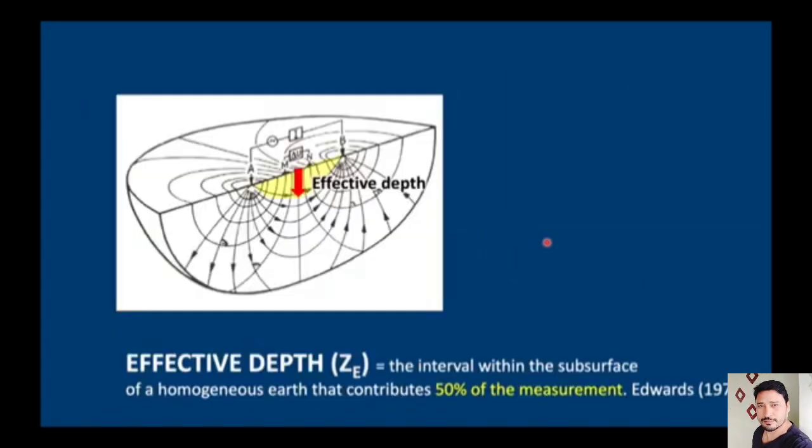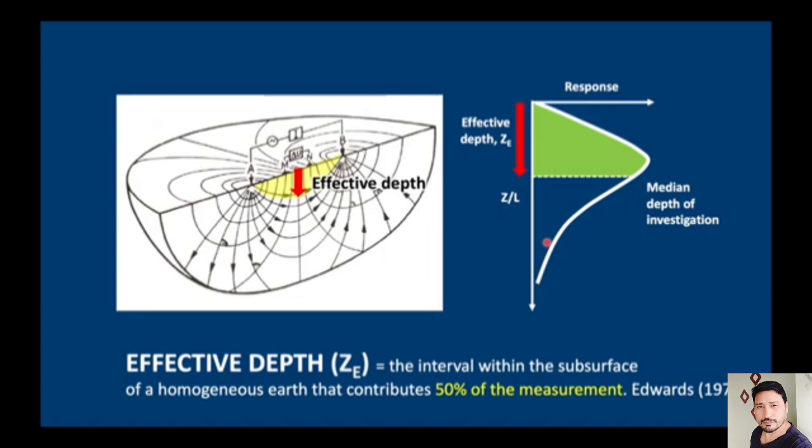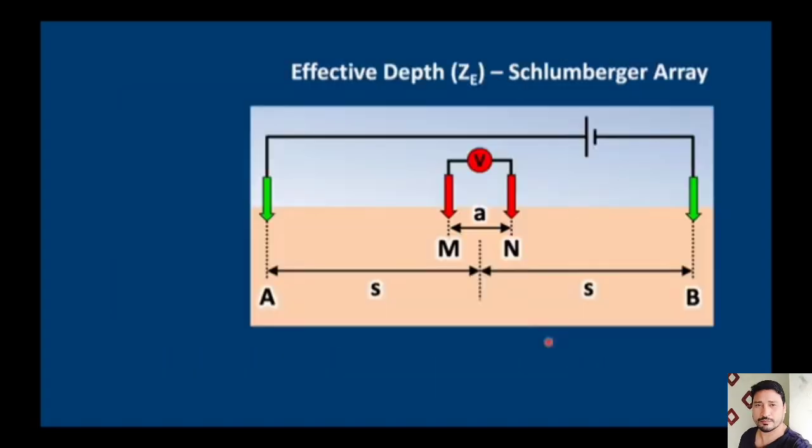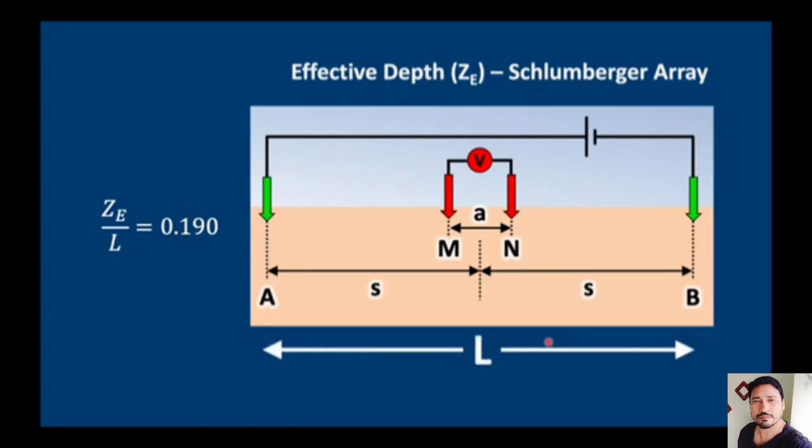Okay, so to summarize, the effective depth, or the median depth of investigation, is the depth from which we get 50% of the measurement above that depth, but there's always another 50% which comes from below it. The effective depth divided by L for the Schlumberger array is 0.19, where L of course is the AB spacing.